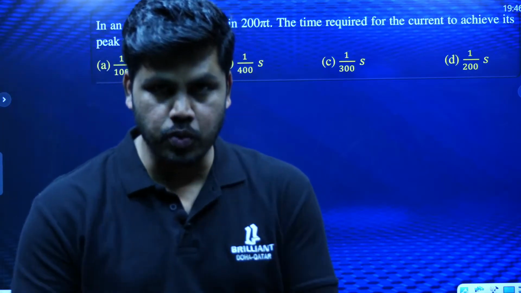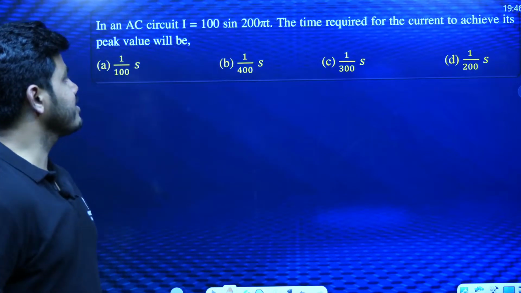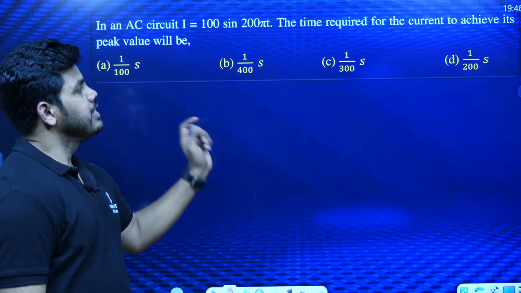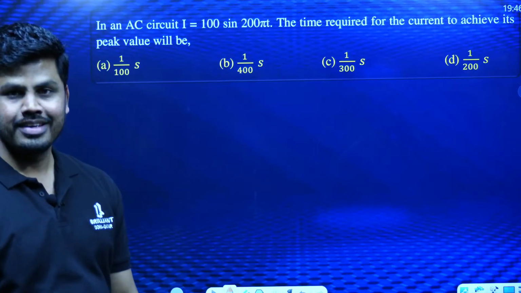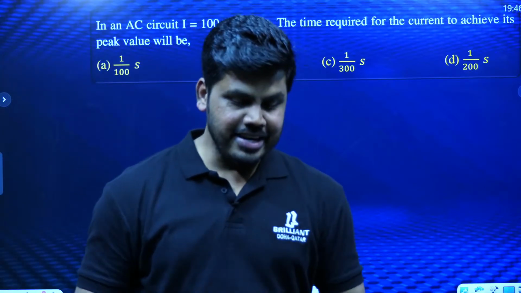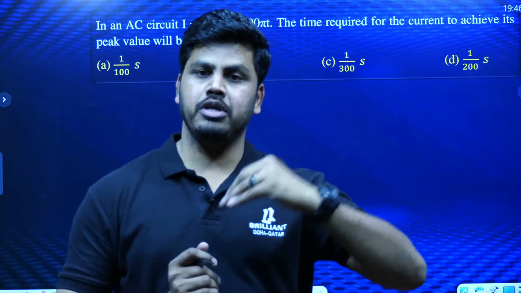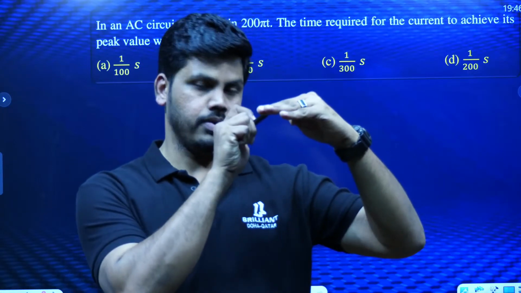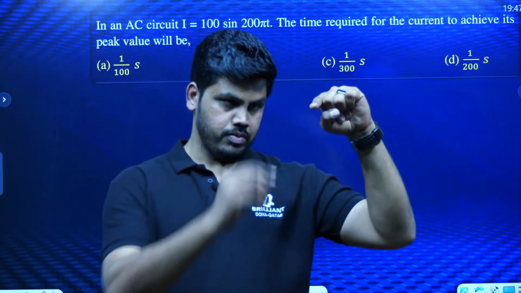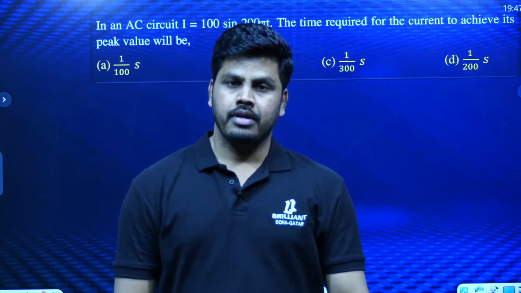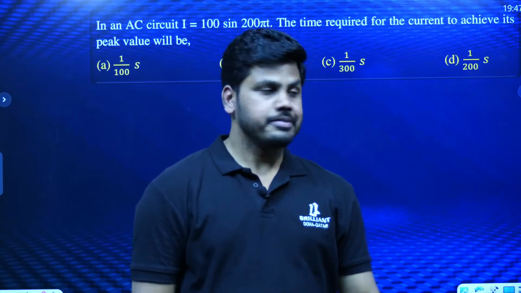You're given that in an AC circuit, current is 100 sin 200πt. The time required for the current to achieve its peak value will be... See, time taken to achieve the peak value. Peak value means the amplitude, the maximum value, the highest value, right? In its varying values, the peak value is the highest point in the graph. Look at the function, it is a sine function.